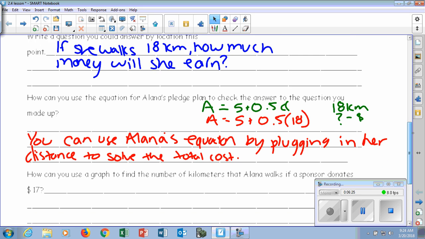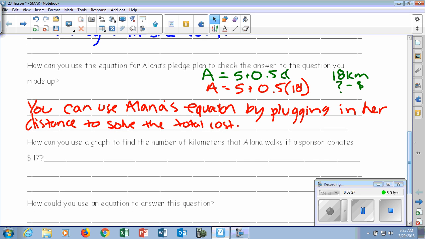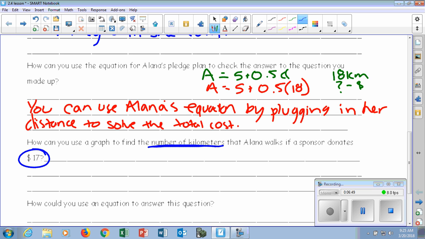So we're going to keep going. It says, how can you use a graph to find the number of kilometers? We want to find our kilometers. I always underline this stuff so I know what I need, and important information. Because once you go on to more story problems, it's going to be easier to pull out the information you need. So it says, how can you use a graph to find the number of kilometers that Elena walks if the sponsor donates $17? It says they want us to look at the graph.